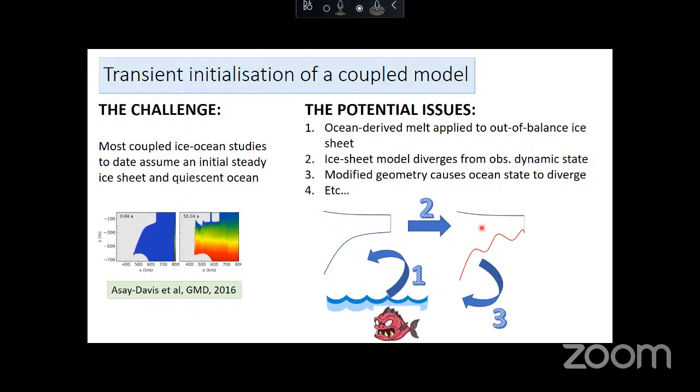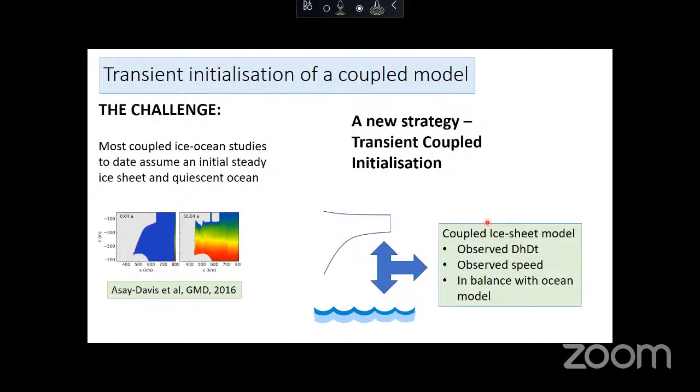So without going into it too much, that's what I tried to do within this coupling methodology that I'm using now. I tried to have a way to do that a little bit better than the simplest thing to do, which is just to do a snapshot calibration and stick an ocean model underneath it. So this coupled ice sheet model integrates observations of thinning and speed, and it's in balance with the ocean model rather than responding to its initialization.